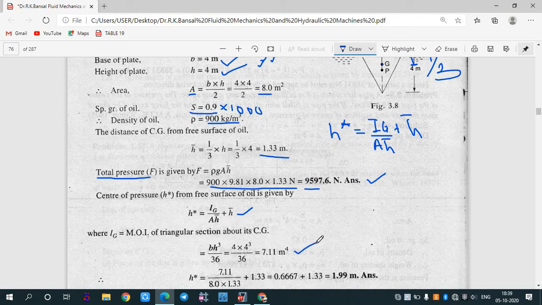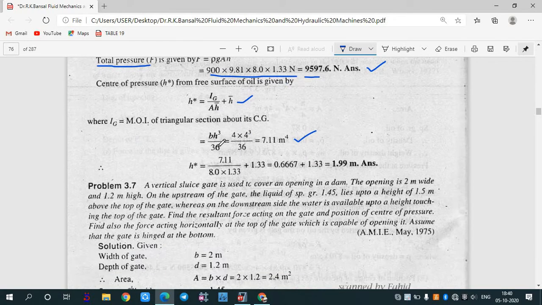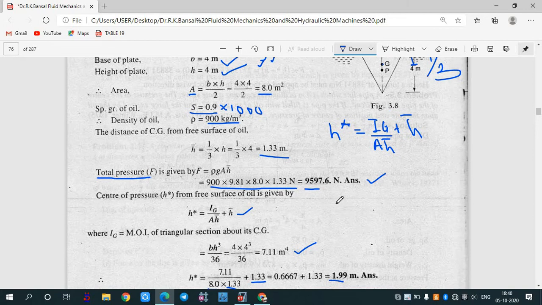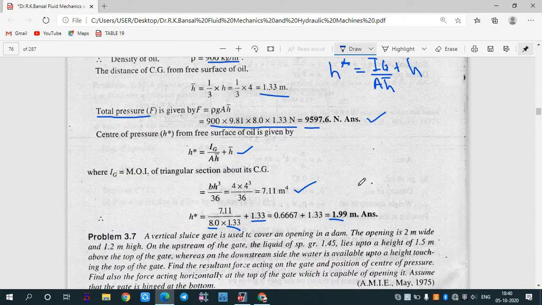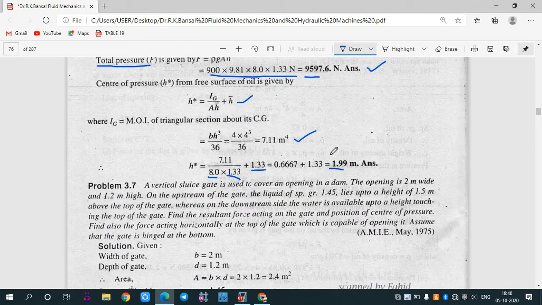After that, for h star, we put all the values. Ig value is 7.11, area value is 8, and h bar is 1.33, plus 1.33, because again it is h bar. So the final value of the center of pressure: this total pressure force will be acting at a distance of 1.99 meter from the free surface. So this is the h star value, that is the center of pressure.